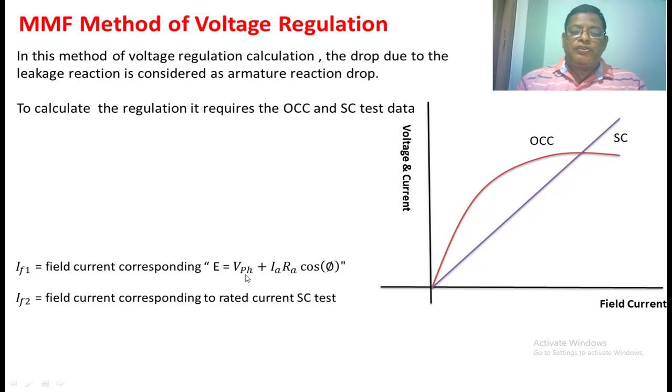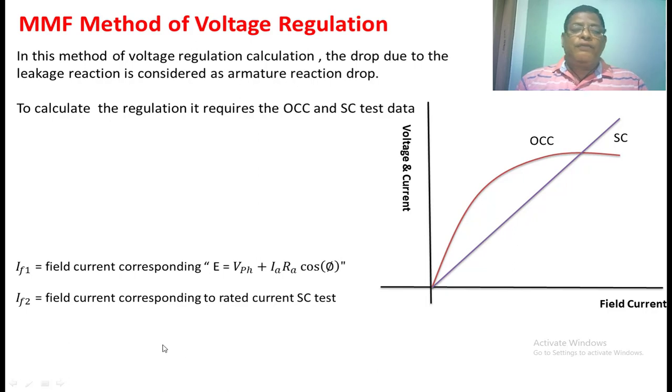Once you find the per phase induced voltage, you have to find the corresponding field current from the OC curve. Suppose you get 100 volts, now take the 100 volts on the y-axis and draw a line parallel to the x-axis. It intersects the OCC at some point. From that point, you draw a vertical line to the x-axis, parallel to the y-axis. It intersects the x-axis at one more point. That point is nothing but the field current corresponding to the E.